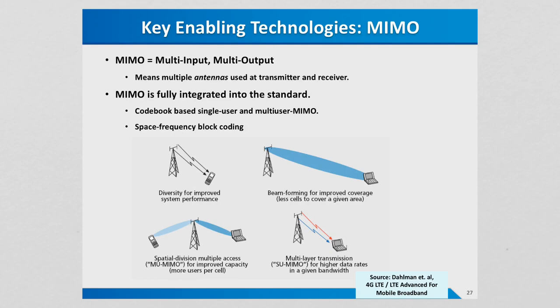So MIMO is fully integrated into the LTE standard, and it has a couple different modes, different ways to use MIMO. So the key different ways to use MIMO, first of all, is for diversity. And we talked about diversity earlier in the semester, and remember what diversity is about: having multiple paths to your receiver. So with MIMO, the way the diversity is used is you have multiple transmit antennas, and each one of these transmit antennas has a different path to the receiver. And so by taking advantage of these different paths to the receiver, you have diversity.